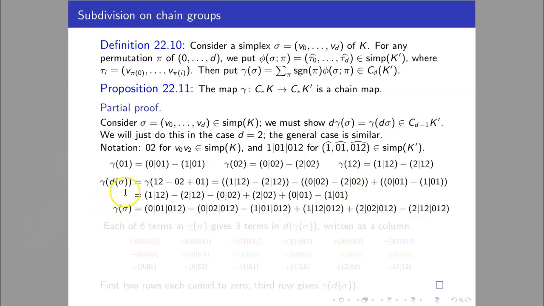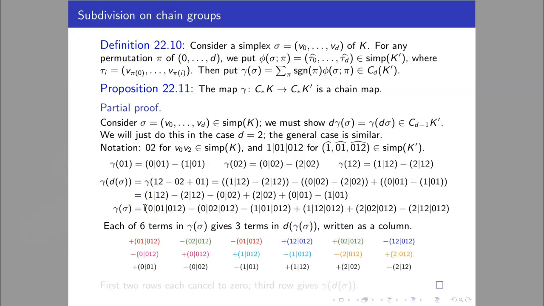Okay. So then we need gamma sigma. So remember gamma sigma, we've got to have a term for every permutation of 0, 1, 2. There's going to be 6 terms. And here's the one for the identity. We introduce the 0 first, then the 1, then the 2. And here we introduce the 0 first, then the 2, then the 1. Here we introduce 1 first, then 0, then 2. 1 first, then 2, then 0. Here 2 first, then 0, then 1. 2 first, then 1, then 0. Okay. So you get 6 terms, and that gives us our gamma sigma, which is a 2 chain in C2 of K prime.